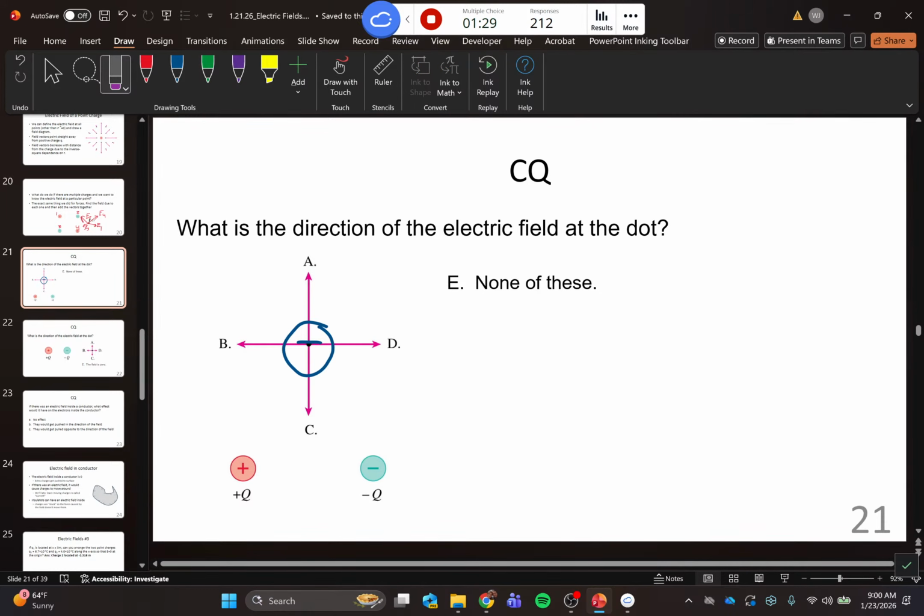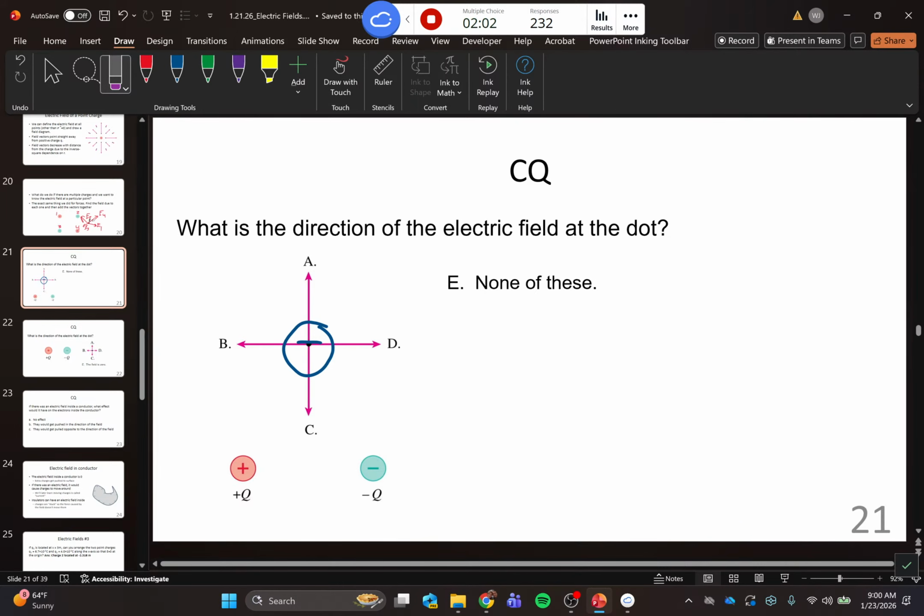All right, 30 more seconds. All right, in 5, 4, 3, 2, 1.